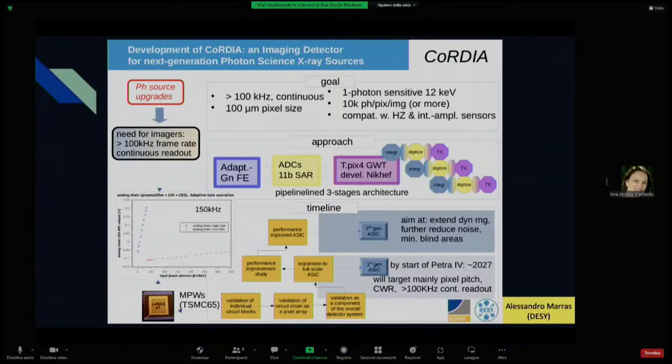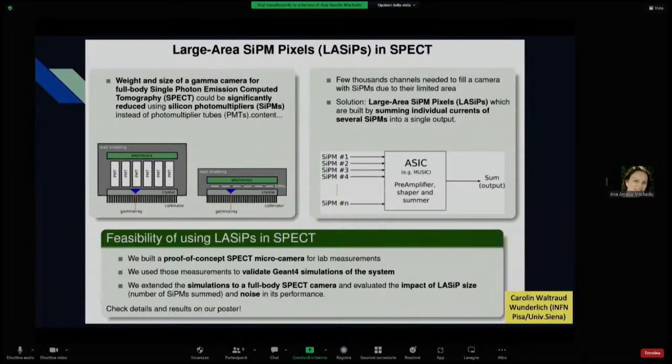The next work is devoted to an X-ray imaging detector for the next generation of X-ray sources. The group is developing a new X-ray imager with the goal of continuous operation in excess of 100 kiloframes per second, single photon sensitivity at 12 keV, full of 10 kilophotons per pixel image and 100 micrometer pixel pitch.